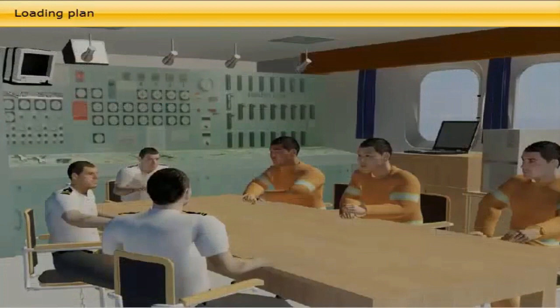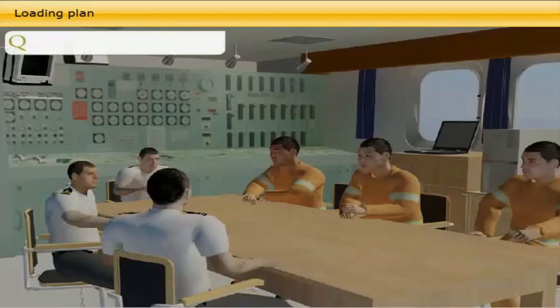The Chief Officer conducts a meeting with the junior officers, such as the second and third officer, pumpman, and boatswain, in due time prior to arrival. The purpose of this meeting is to have their acknowledgement of full understanding of the loading plan.